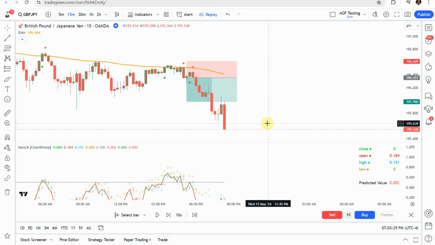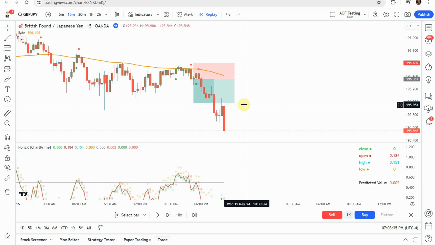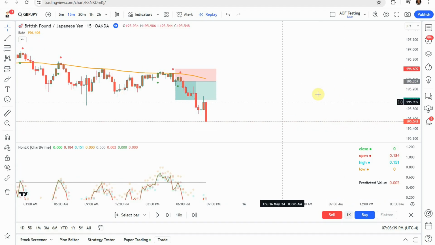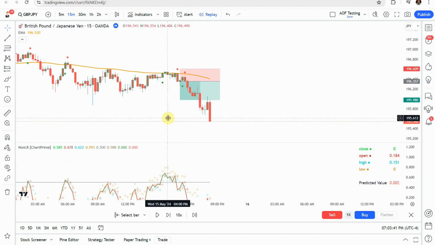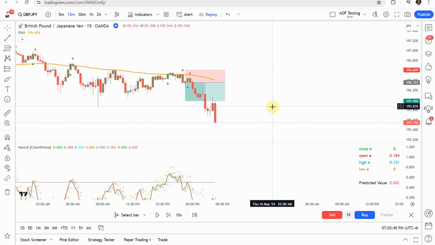Now, again, as I've said many times before, this strategy here is more of a trend following strategy, and the Academy of Forex indicator is more of a reversal strategy. And so you could definitely put the two together, catch the reversals and catch the trend, and really maximize your profits.